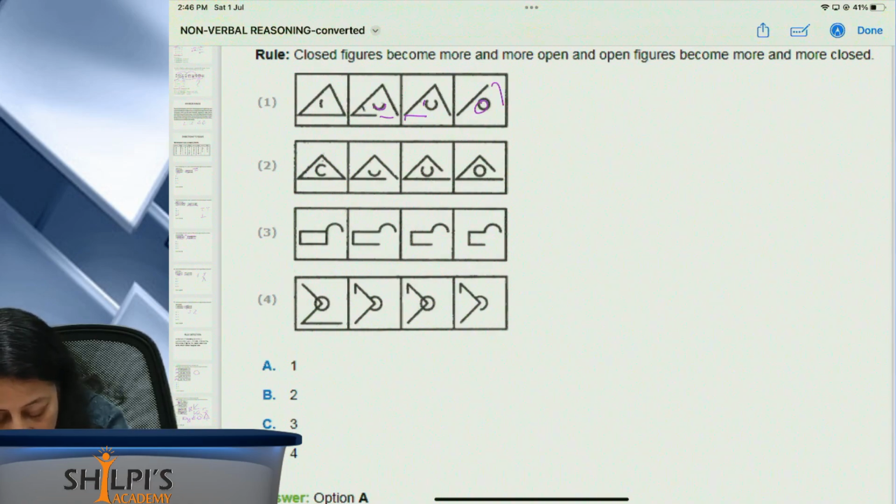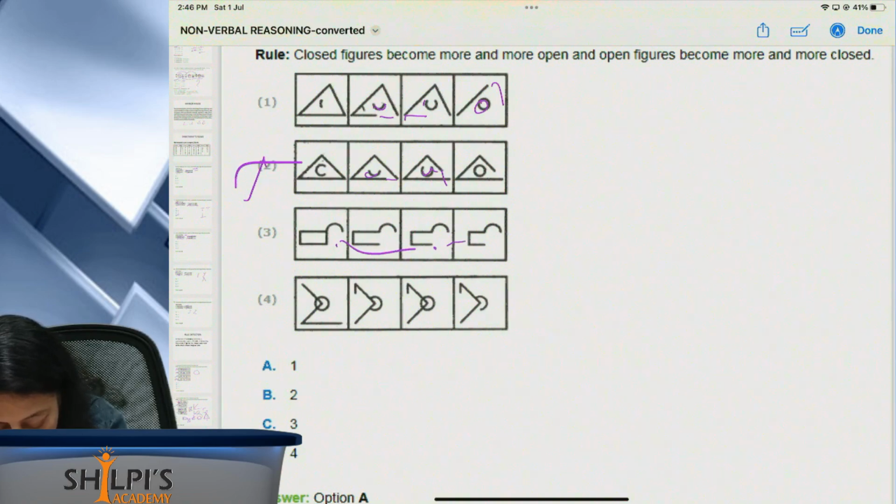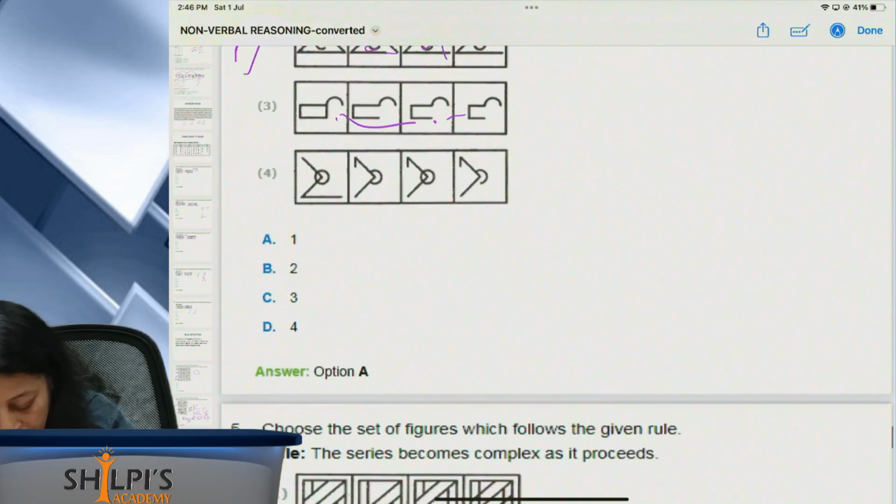So here when you take the second one, this many loss. This one, still the loss is the same. So the second figure is not perfect. The third one, you cannot even get this figure. So if you see the first figure, it is perfect, so we will go for the option A.